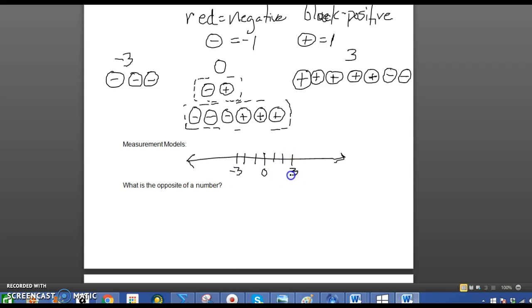And so it becomes important to note that 3 and -3 have the same magnitude, but they're in a different direction. So they match up with each other, but one is below 0 and one is above 0. So what is the opposite of a number? The opposite of a number is the number of opposite sign, which maybe just sounds like I reworded this to make no sense at all.